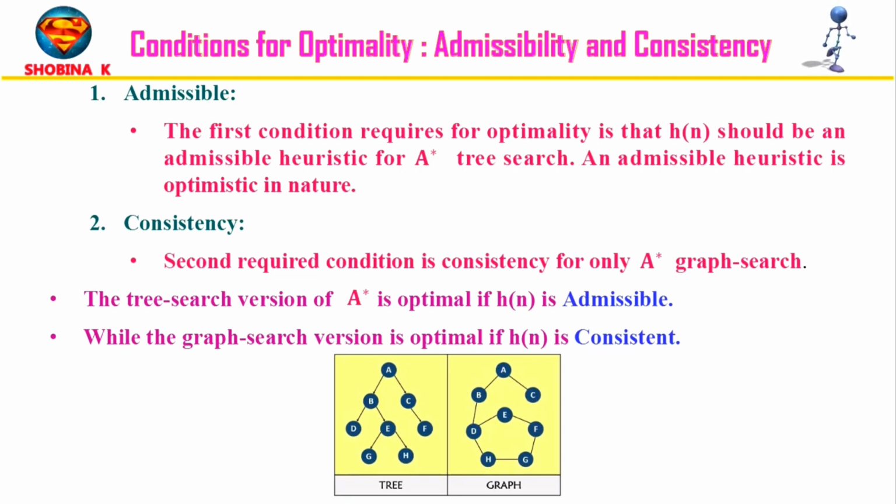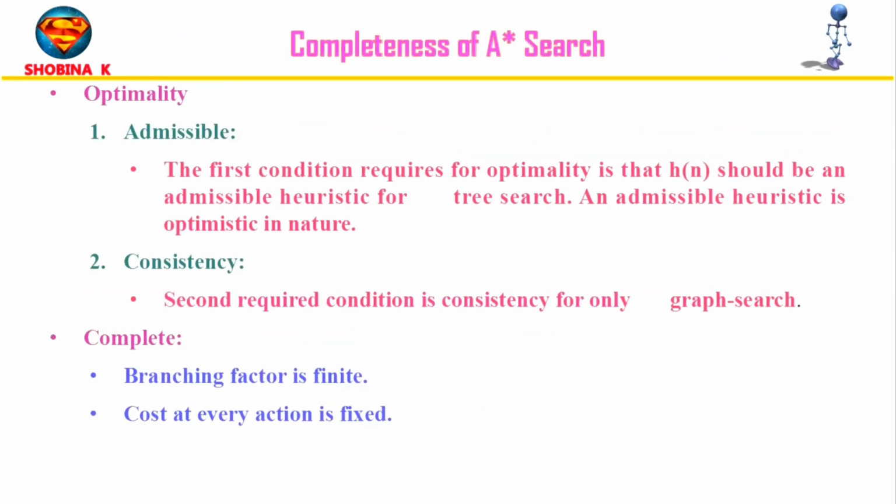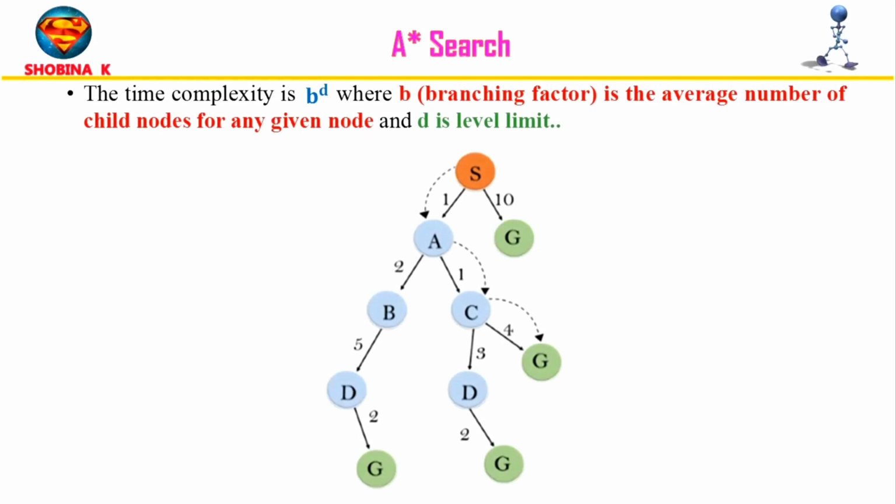If the heuristic function is admissible, then A star tree search will always find the least cost path. And the A star algorithm is said to be complete if the branching factor is finite and the cost at every action is fixed. The time and space complexity of this algorithm is b to the power d. That is, the number of nodes expanded is exponential to the depth of the solution. b is the branching factor and d is depth.